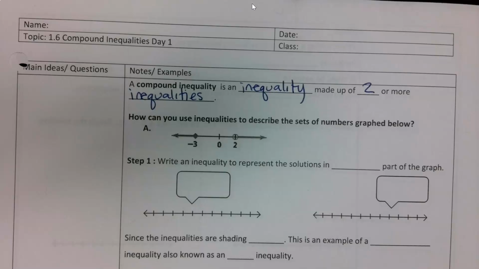Okay, so it gives me this graph, and it wants me to use inequalities to describe the set of numbers graphed on this number line.